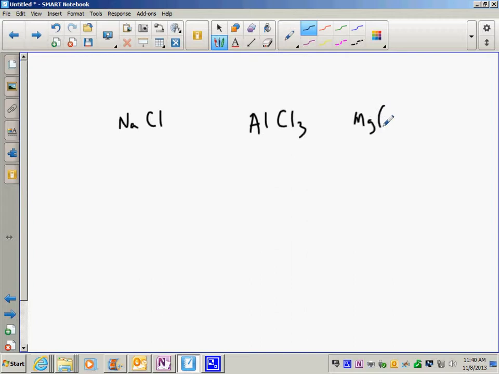magnesium nitrate, Mg(NO3)2. In this case, we have a cation here, and we have a polyatomic anion. This is a covalently bound anion, but I call it a polyatomic family. It stays very tightly bound within itself.